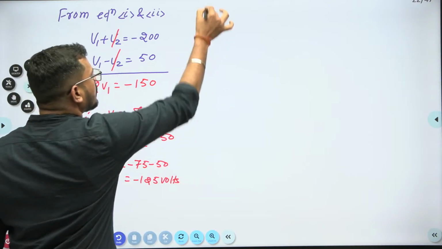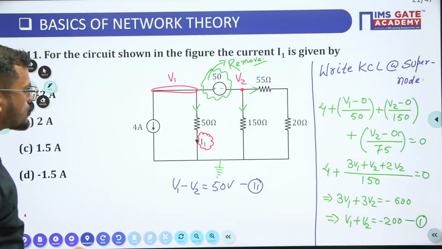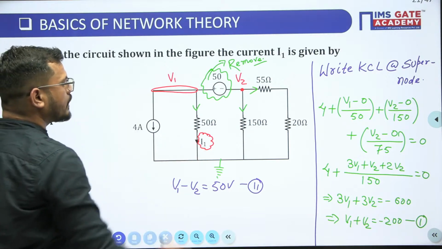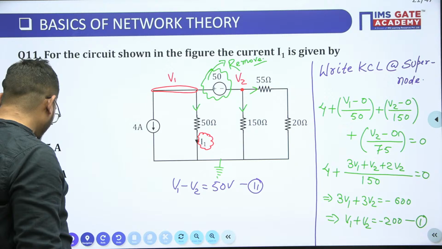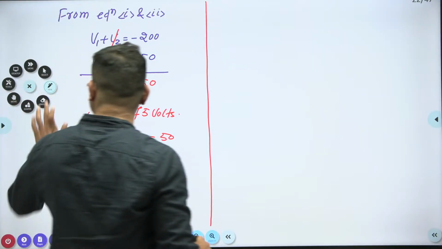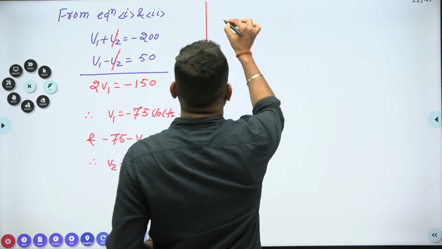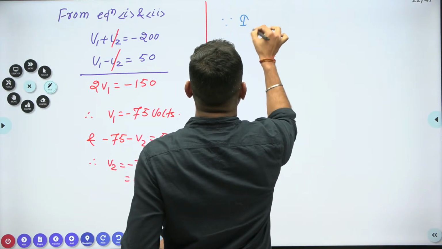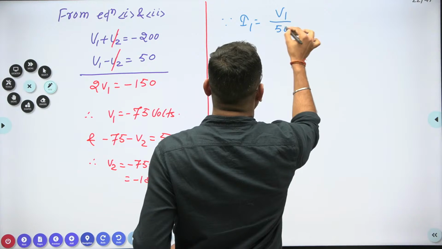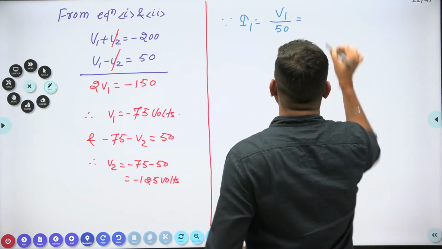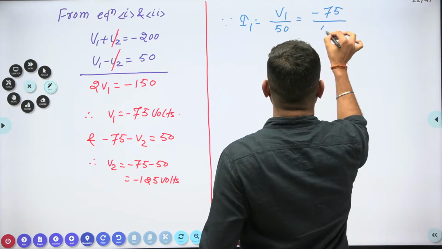Okay, is it clear? Now what actually do we have to find? We have to find this value I1. So what can we write? I1 is equal to V1 by 50. So we can write here I1 is equal to what, guys? V1 by 50. What is the value of V1? As we have V1 is equal to minus 75, and this divided by 50.